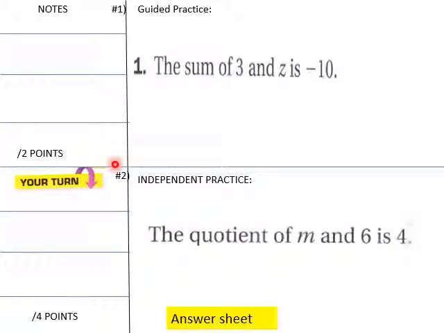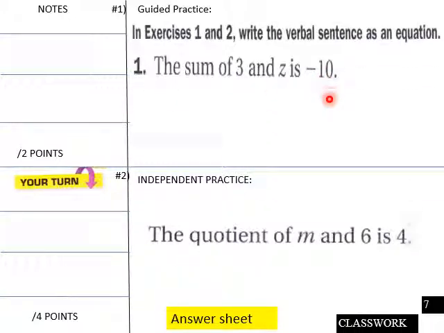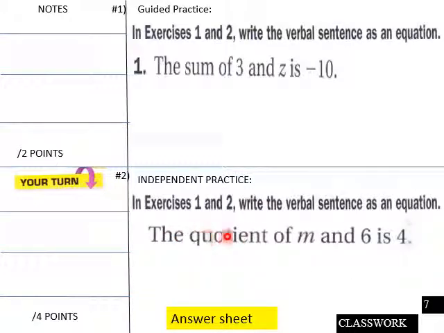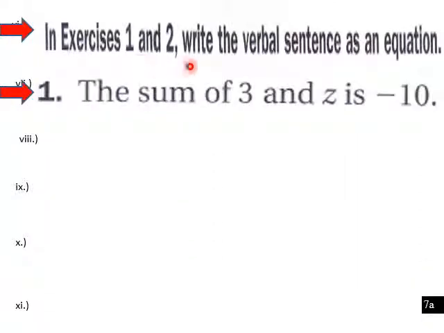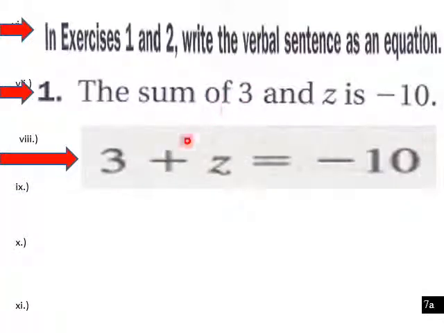Okay, time to practice here. The sum of 3 and z is negative 10. Write the verbal sentence as an equation. So how will we write that as an equation? And then the same thing here. How would you write this verbal sentence as an equation? Students, this is your independent practice. We'll do this guided practice now. Exercises: write the verbal sentence as an equation. The sum of 3 and z is negative 10. How would you write that? Here is how it would be as an equation: 3 plus z equals negative 10, where "is" is the same thing as an equal sign.